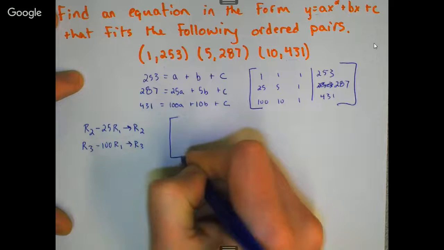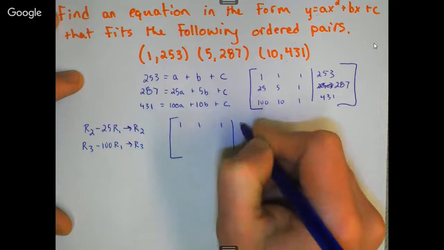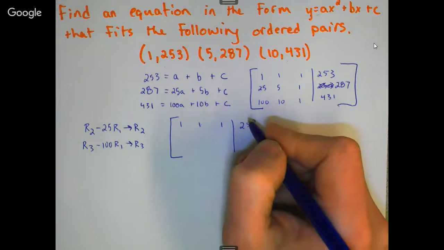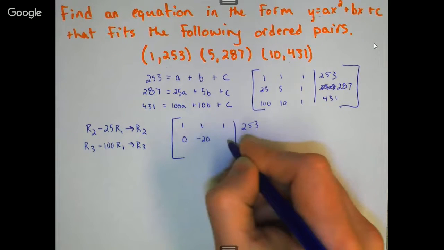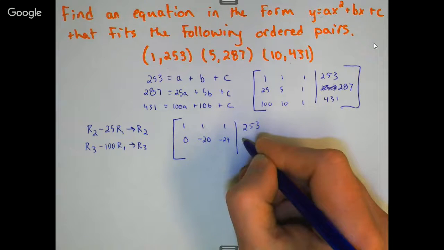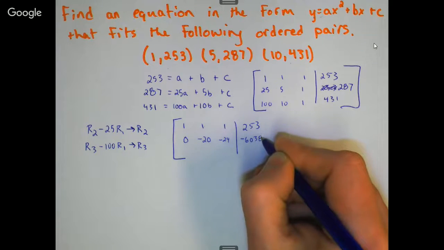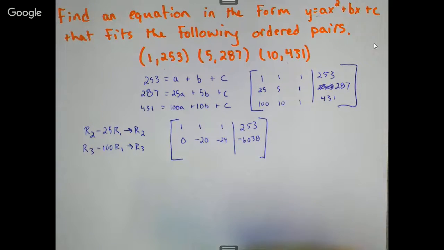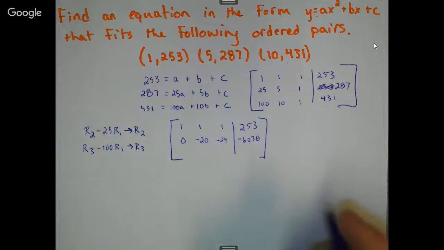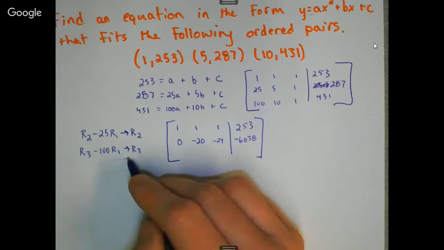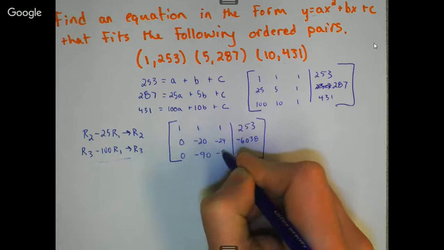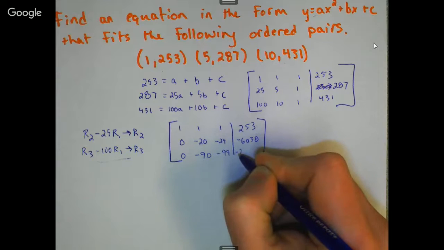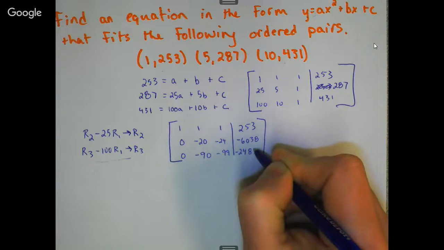So when I do that, row 1 is fine. Okay, row 2 will become 0, negative 20, negative 24, and this is a big one, negative 6038. Gonna probably want a calculator for doing this. Okay, and row 3, after I apply this rule, becomes 0, negative 90, negative 99, and negative 24869.